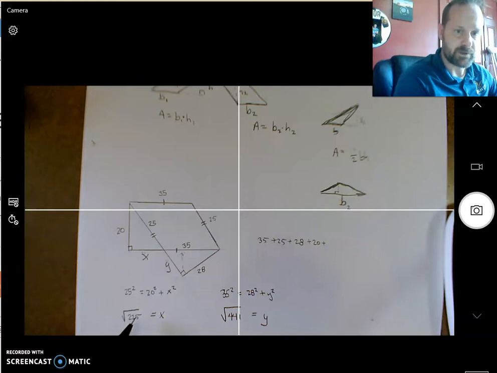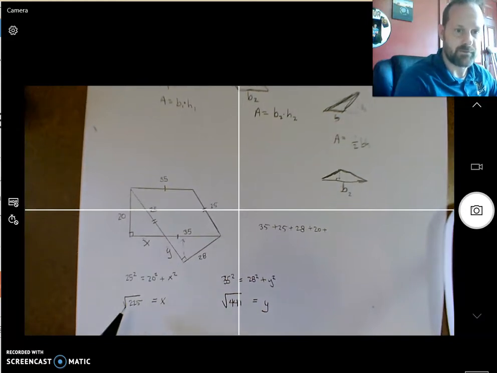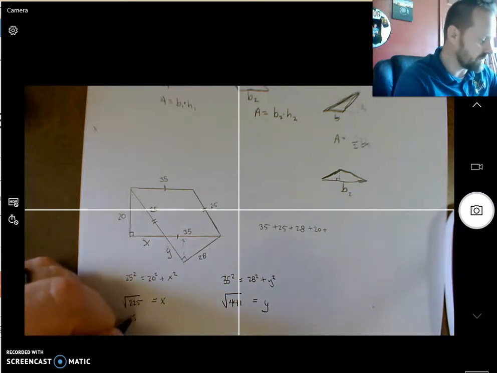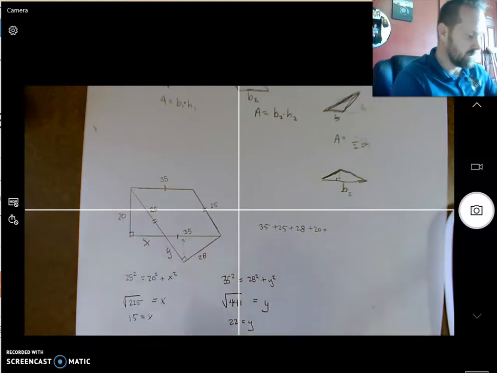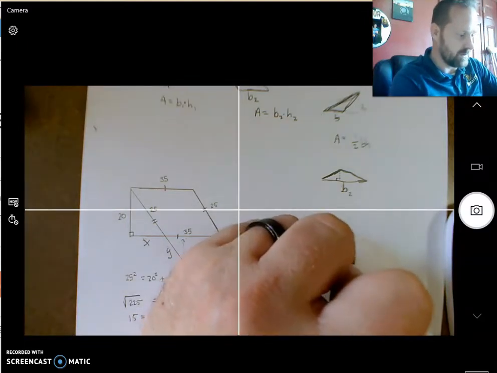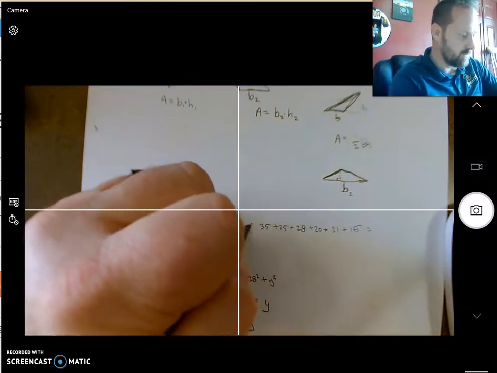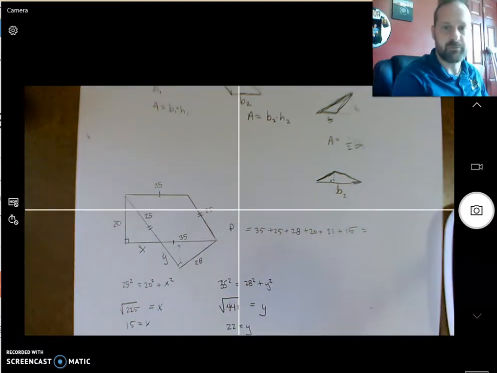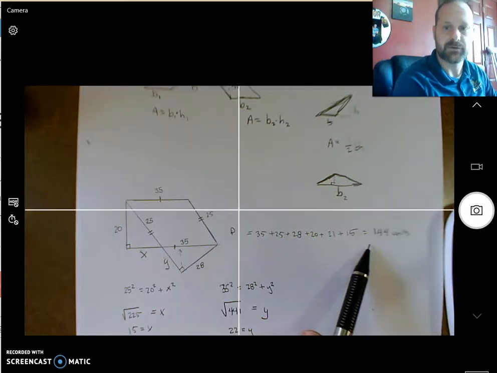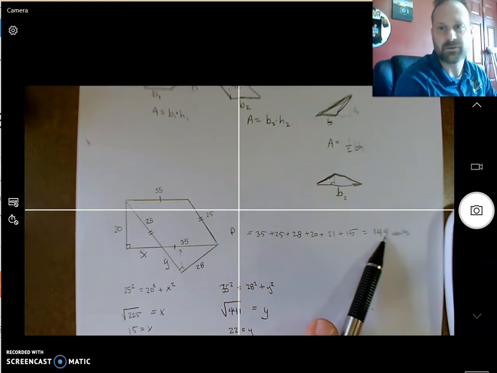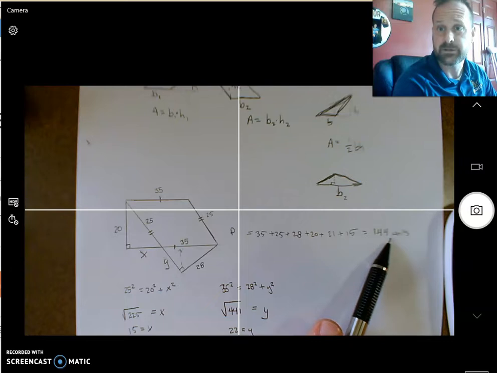Okay, so solving for x here, we have the square root of 225, subtracting this, and over here we have the square root of 441, both of which are perfect squares. So 15 equals x, and y equals 21. I'm going to tack those onto the end here, and that equals my perimeter. So perimeter equals the sum of all those. Adding all those together, we get 144, whatever the units were, whether feet, meters, whatever. Often in perimeter problems like these, units will be provided.